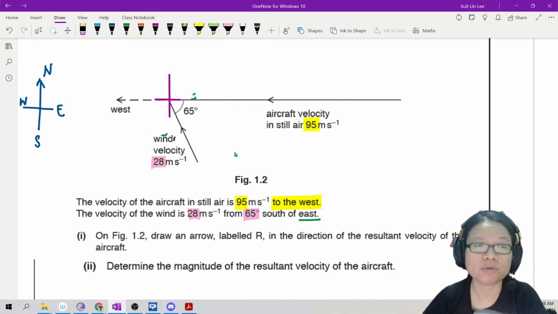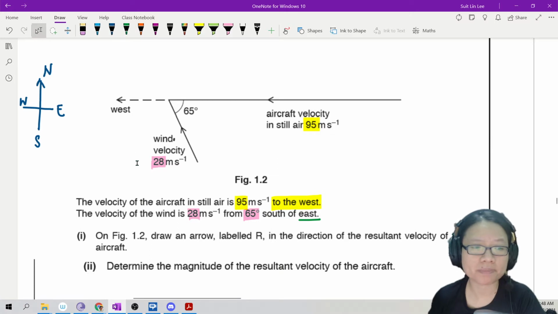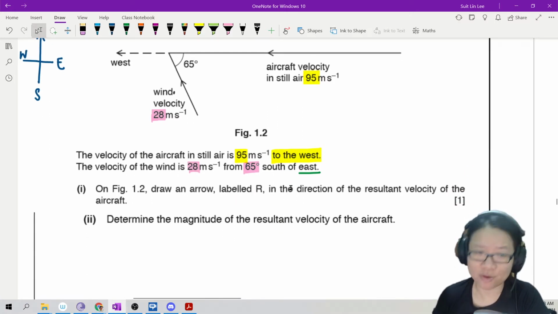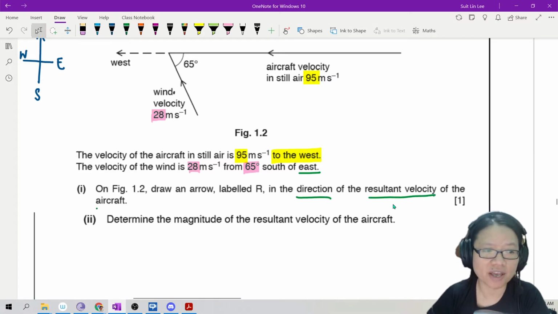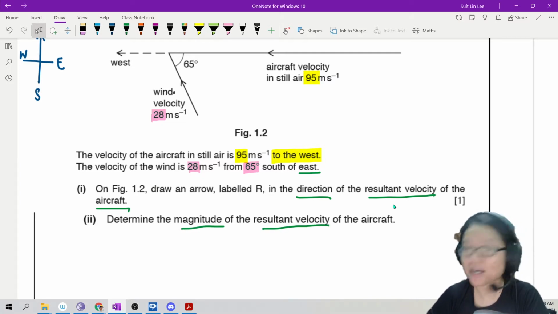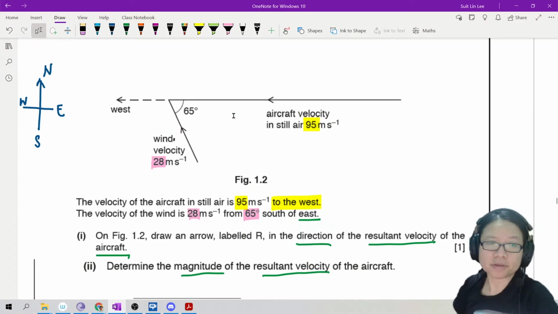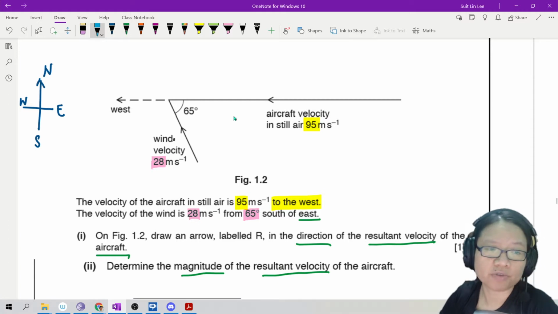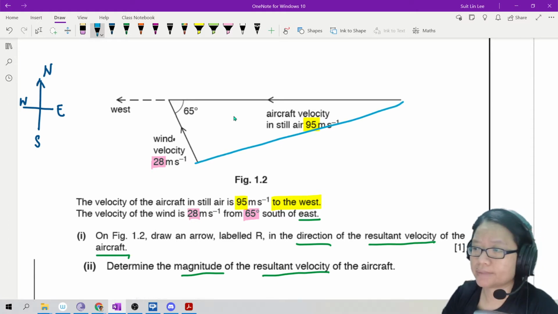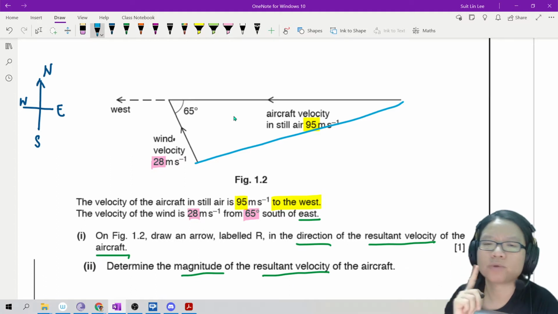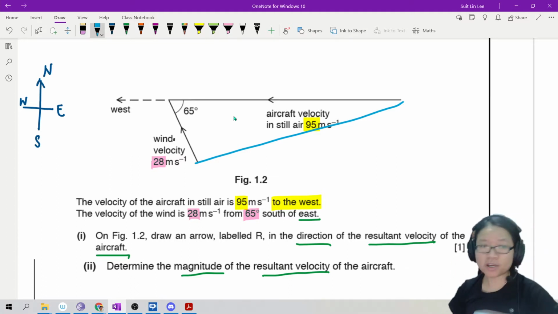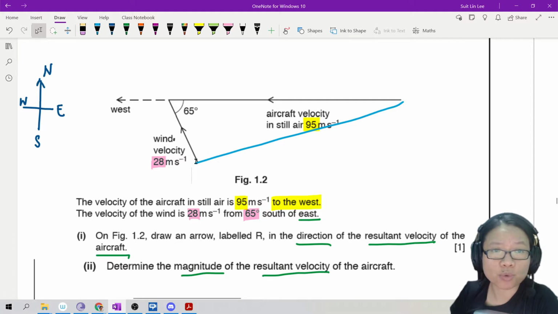Okay, so once we get that out of the way, we now want to find the resultant velocity here. Part 1. On figure 1.2, draw an arrow, label R, in the direction of the resultant velocity of the aircraft. And part 2, determine the magnitude of this resultant velocity. Okay, so we are going to stare at the vector diagram a bit. And a common mistake is you see a triangle, then you feel like, oh, I should draw like that. Nope, move. This one is nope, move. Because if you look at the arrow, I follow the direction of wind velocity.